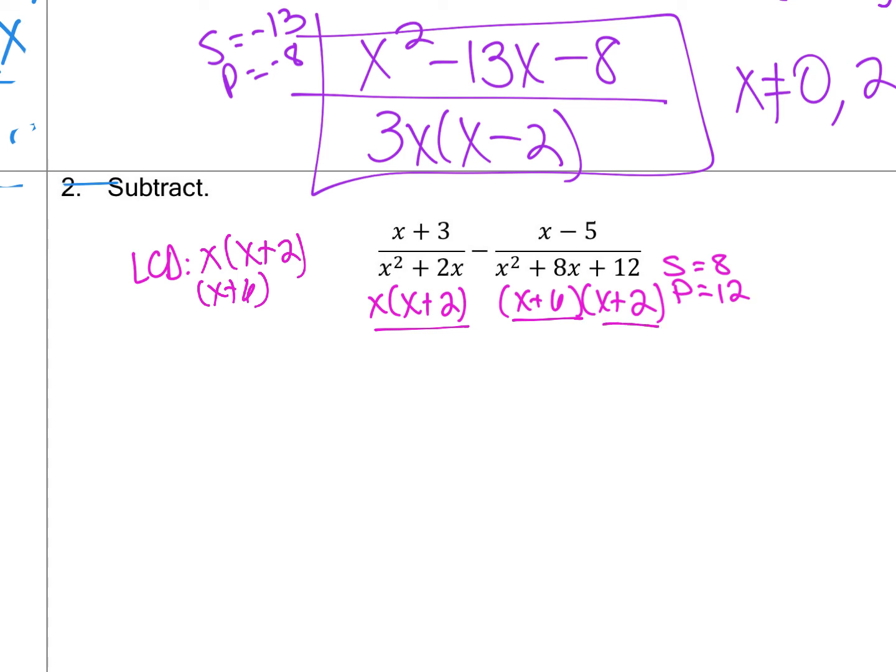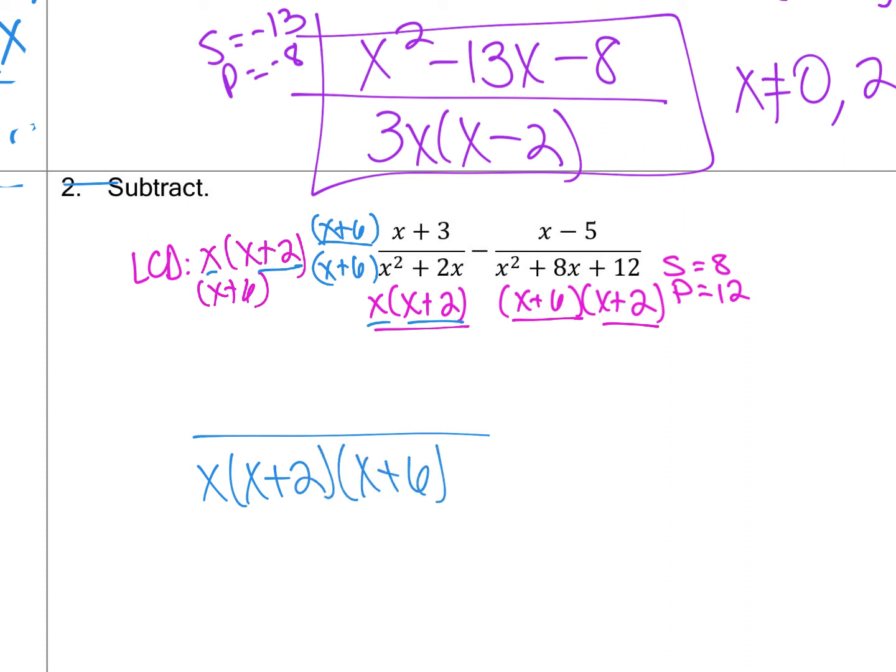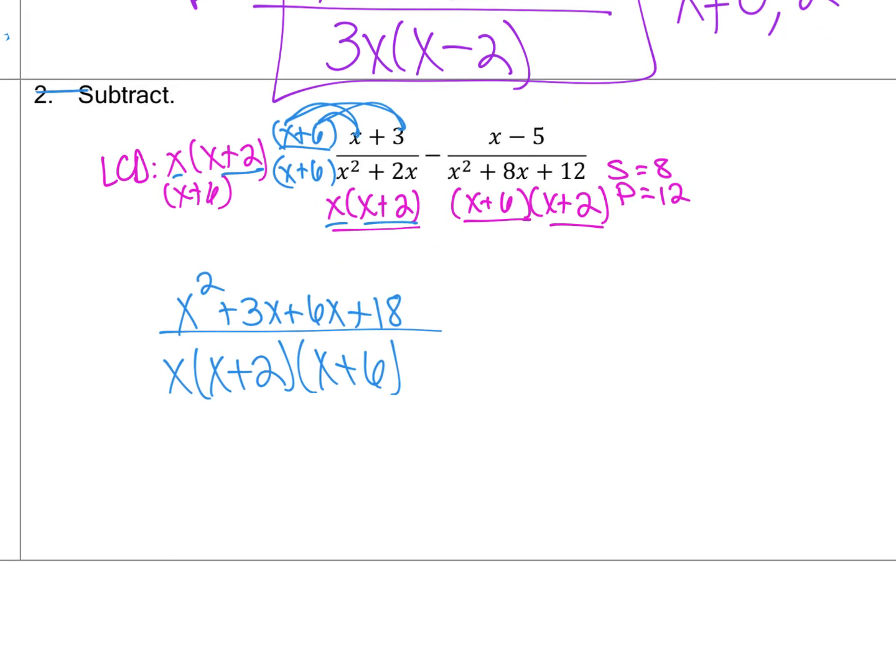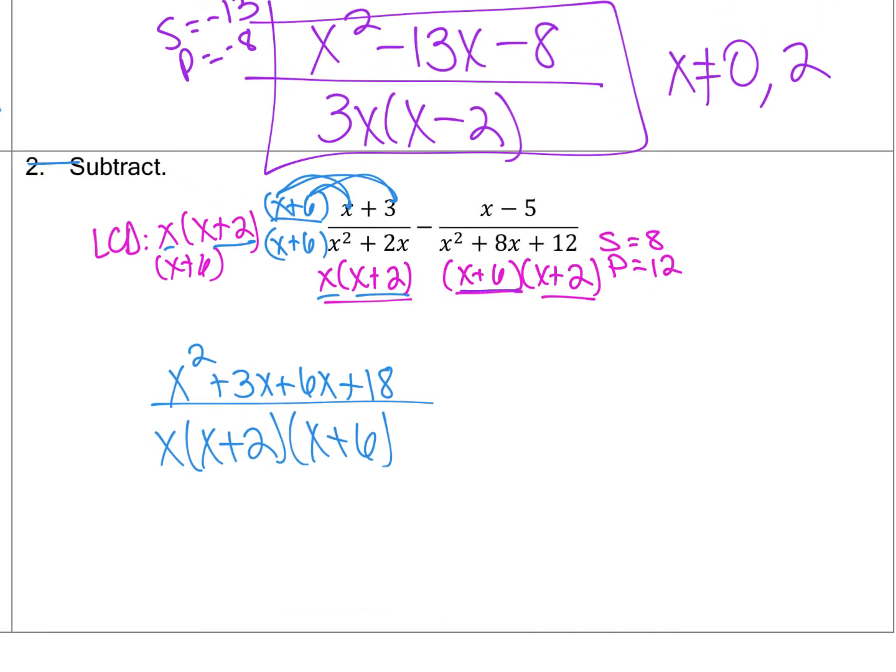So first fraction, I have x plus 2. I do not have x plus 6. So my denominator, I'm not going to multiply these together because remember they don't change. I am, however, going to use FOIL on the numerators. Okay, so second fraction, I have x plus 6. I have x plus 2 in the denominator, but I'm missing an x.